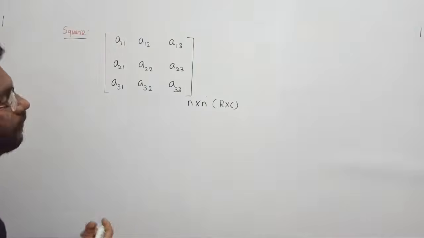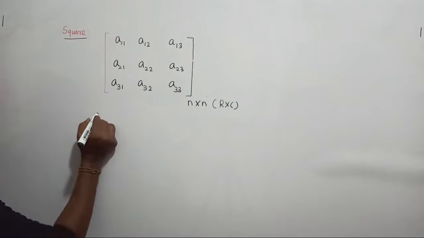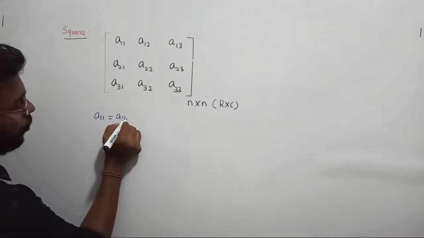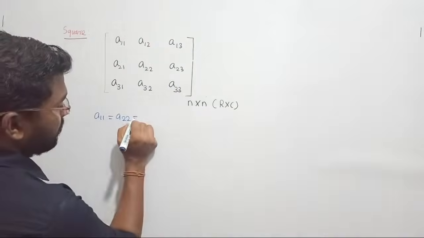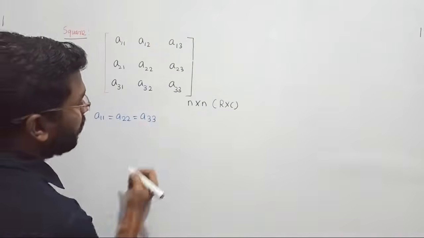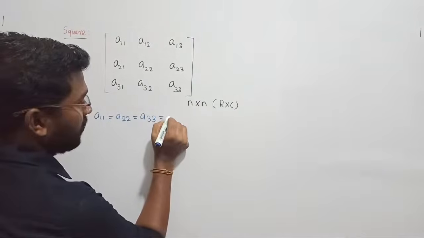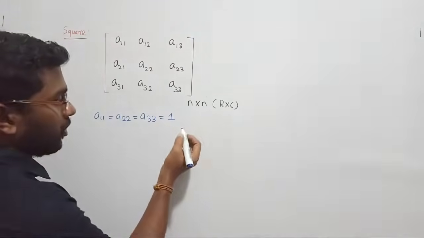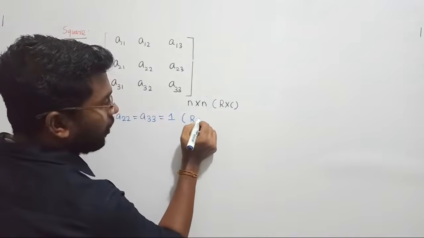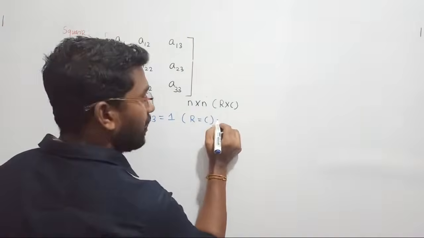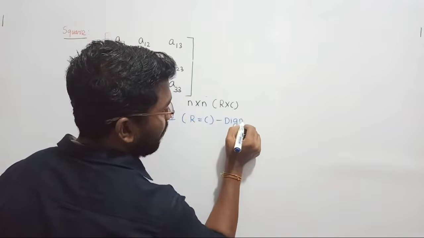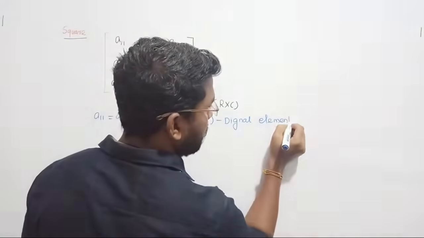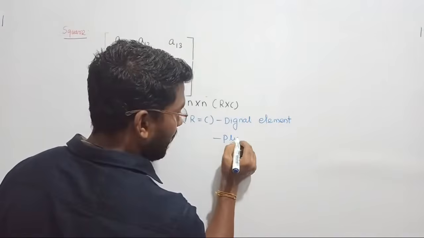Rectangular matrix, right? Now the second thing: I am considering A11, A22 and A33 to be equal, and of course I am considering they are equal to 1. All are equal to 1. Wherever the row value and the column value are equal, that is called a diagonal element, or a principal diagonal.